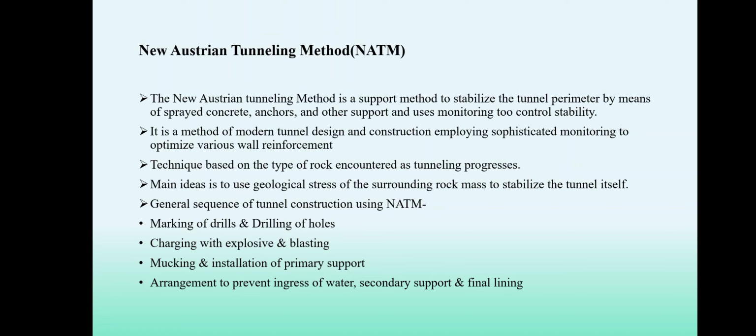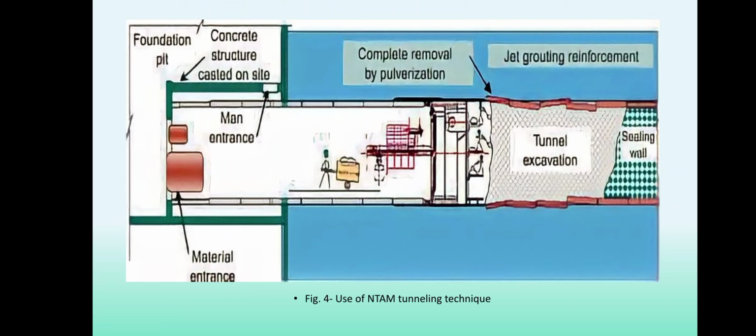A general sequence of tunnel construction using the New Austrian tunneling method is marking and drilling of holes, charging with explosive and blasting, mucking and installation of primary support, arrangement to prevent ingress of water, secondary support, and final lining. These are the components of the New Austrian tunneling method.